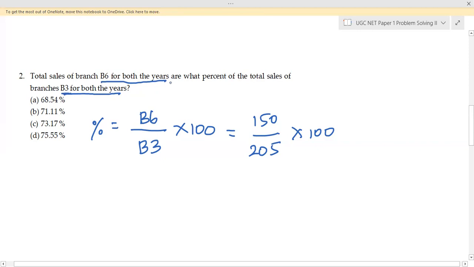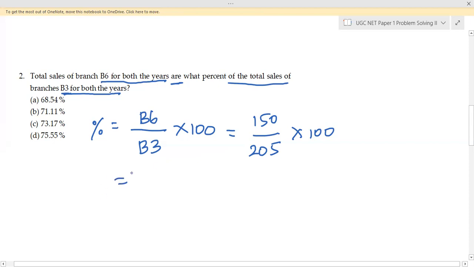So this "is" matters. "Is" means that will come here in the numerator's position. So that's the reason I'm placing B6 total here in the numerator's position. Is what percentage of? So what do you mean by that "of"? "Of" stands for "out of", that stands for the total, I mean the denominator's position. And that's the reason I'm inserting this B3 total here in the denominator's position. So it's very clear, 150 by 205 into 100.